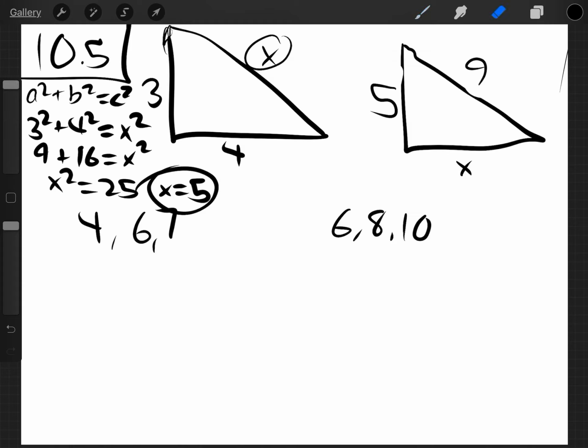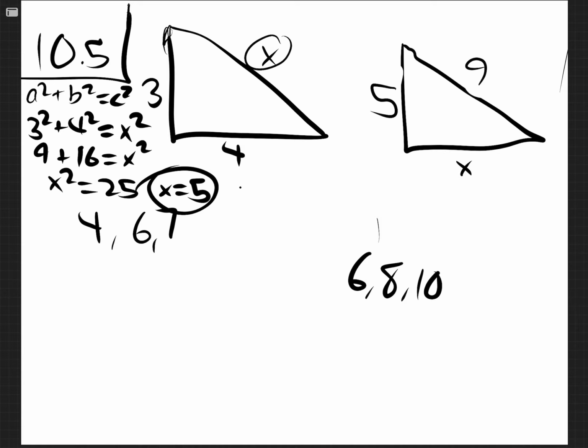So I'm actually going to move these a little bit down because we're running low on space. But now we have 5, 9, and x. Now x is one of the legs this time, so let's just say x is b. So 5 squared plus x squared equals 9 squared. So 25 plus x squared equals 81. Then you do 81 minus 25, which is 56.